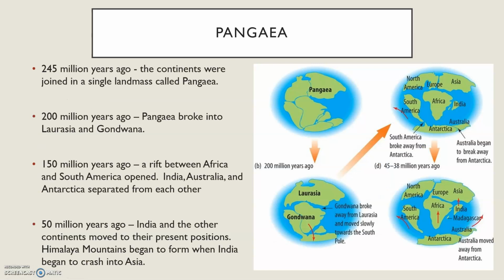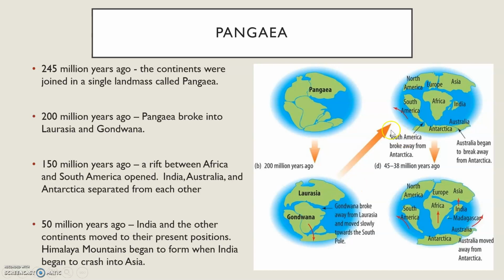All right, real quick, let's look at how PANGAEA was changed from the supercontinent into the current day. About 245 million years ago, it was a supercontinent. About 200 million years ago, it switched into two continents. So it was Laurasia in the north and Gondwana in the south. Great way to remember that is Laurasia has Asia, and Asia is in the northern hemisphere today.